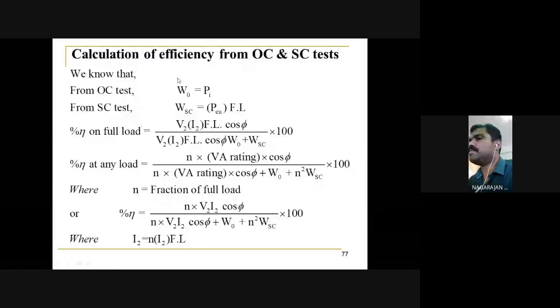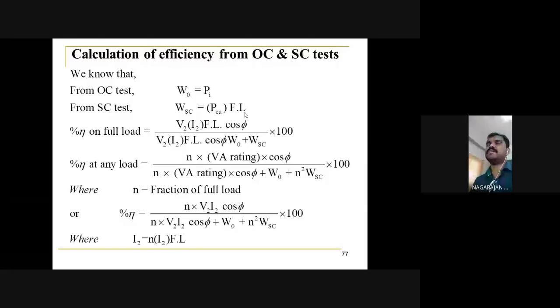So the calculation of efficiency is given in this slide. From the open circuit test, we are measuring a power which is called the iron loss of the transformer. And from the short circuit test, the power measured using the wattmeter is copper loss at full load, because we are performing the test up to full load values of the machine.